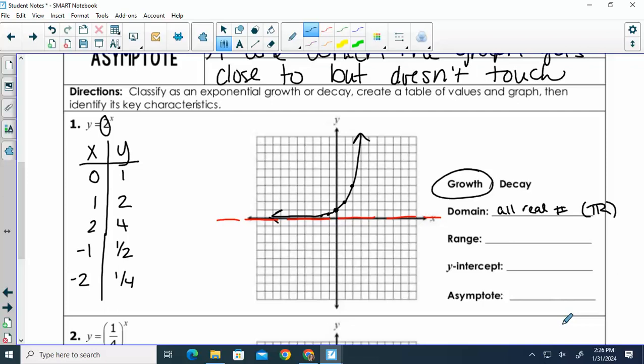Range is saying what kinds of y values can we get. So domain is talking about x, and range is talking about y. When I look at this graph, do we ever have any negative answers? No. Do we ever have 0? No. But we have all the positives, right? So my range, my y values, y is greater than 0.